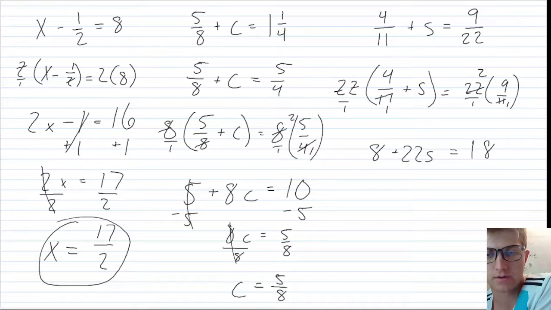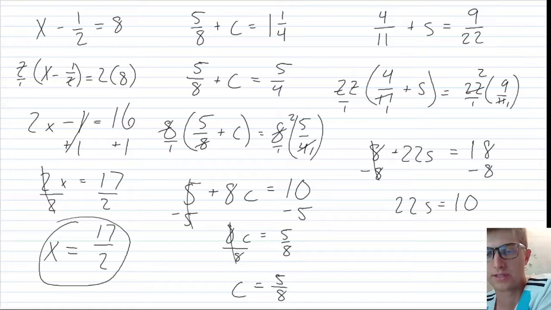We'll start backwards since we're trying to undo everything. What's the opposite of addition by 8? Subtraction by 8. What we do to one side, we'll do to the other. These cancel. We're left with 22s. 18 minus 8 gives us 10. s is being multiplied by 22. What's the opposite of multiplication by 22? Division by 22. What we do to one side, we'll do to the other. These cancel. We're left with s.